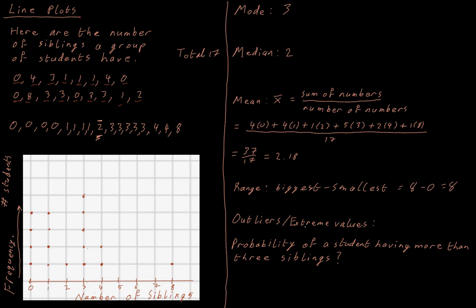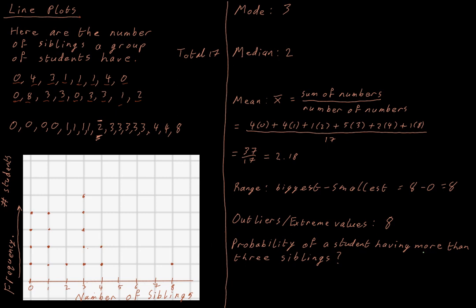Now, are there any outliers or extreme values in our data set? Well, what jumps out to me here is that 8 is a very extreme value in comparison to the rest of this group. And that's what we mean. So in the context of this group, 8 is an unusual number of siblings. So 8 would be an unusual data point.